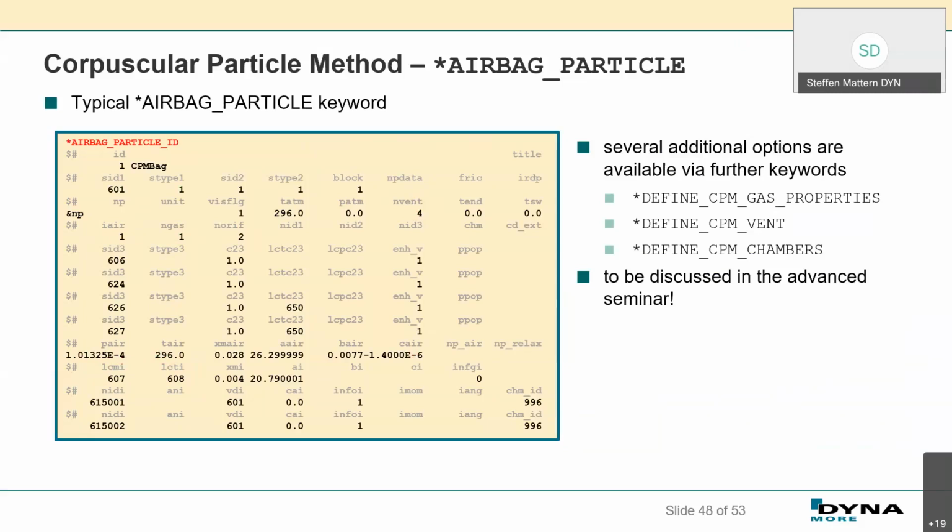As I already mentioned, there are different keywords available connected to the airbag particle, which provide some more flexibility and additional options for the definition of the gas properties, for example. Also for the vents, there is a keyword, and for the chambers, as I already mentioned. The content of these keywords and how they are integrated into the airbag particle will be discussed in the advanced seminar.